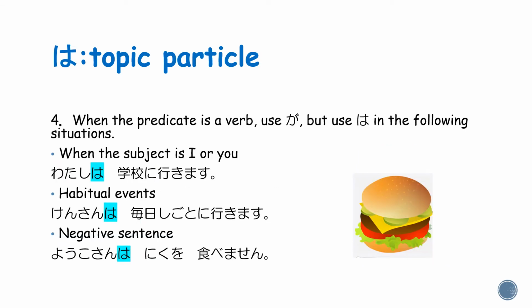The fourth rule, when the predicate is a verb, we use ga, but we use wa in the following situations. First, when the subject is I or you, we use wa. 私は学校に行きます. We also use wa when we're talking about habitual events or things that happen regularly. ケンさんは毎日仕事に行きます. Ken-san goes to work every day. We also use wa in a negative sentence. 陽子さんは肉を食べません. Yoko-san doesn't eat meat.